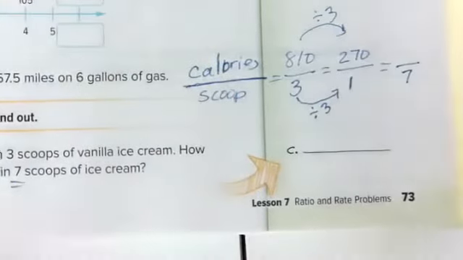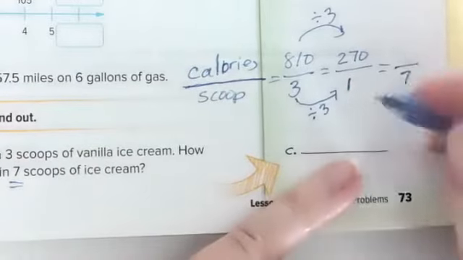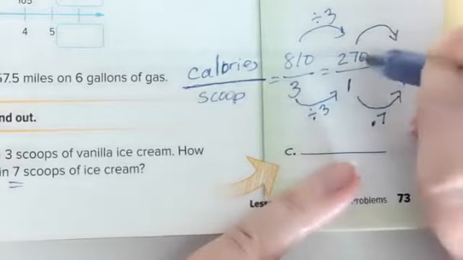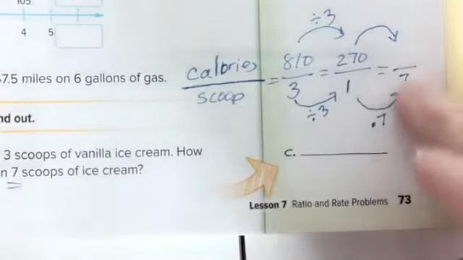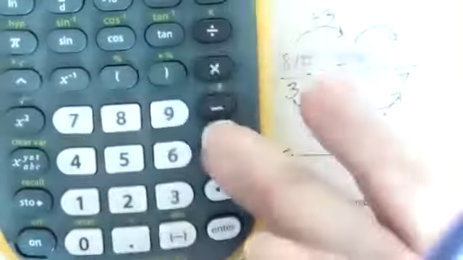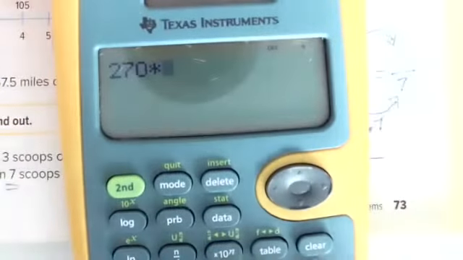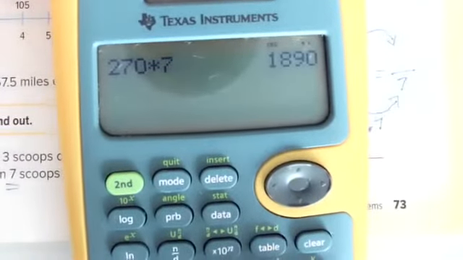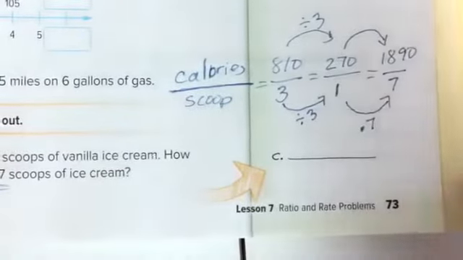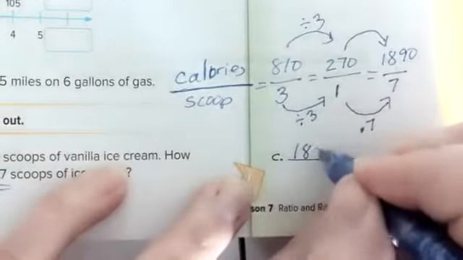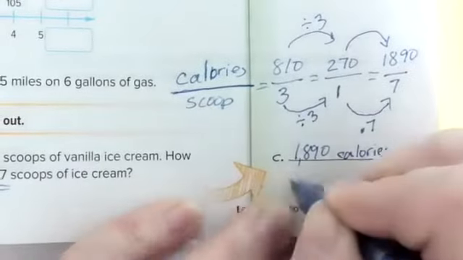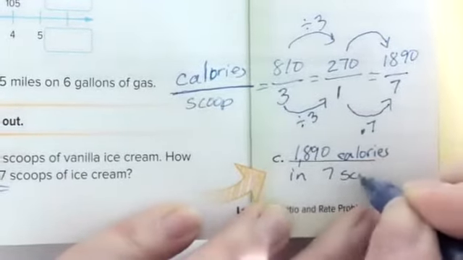I hope you're not eating 7 scoops of ice cream. So to get from 1 to 7, we multiply by 7. So to get from 270, which is how many calories are in 1 scoop, to how many calories in 7 scoops, we'll go ahead and multiply 270 times 7, 1,890. Okay, so 1,890 calories in 7 scoops of ice cream.